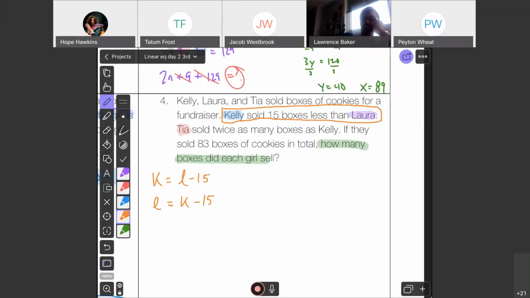It would be K equals. You can't use both because, well, it just wouldn't be right. Okay, why is it K equals then, Hope? Because the bottom one would be finding how many boxes Laura sold, but how many boxes Laura sold would be K plus 15, I'm pretty sure. You're saying it should look like that if I wanted to write it for Laura? Okay.